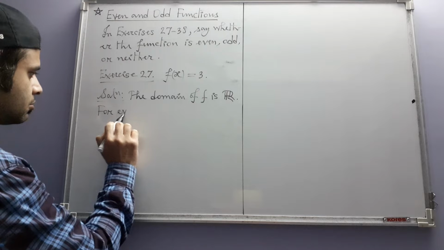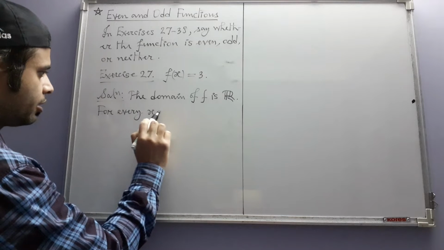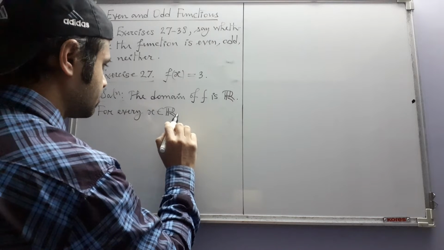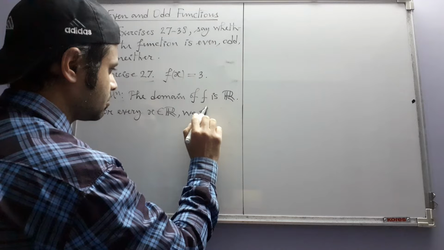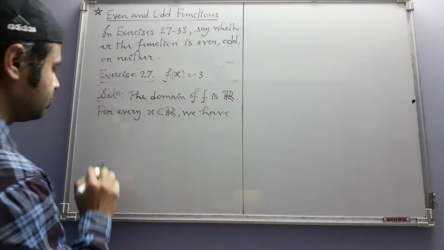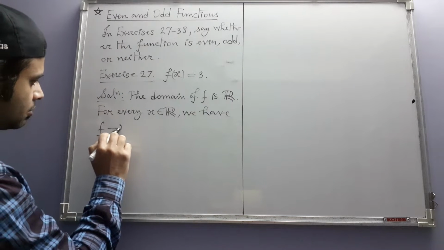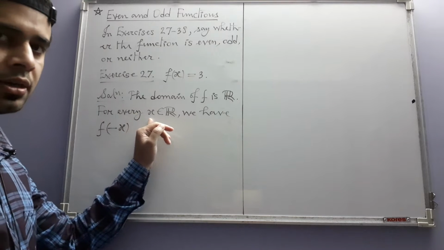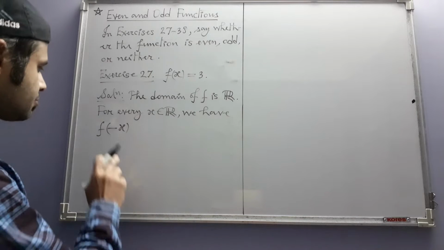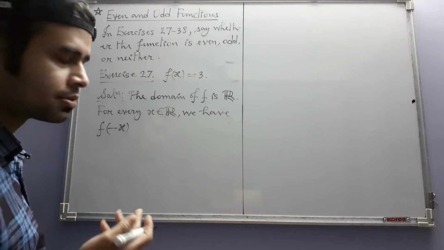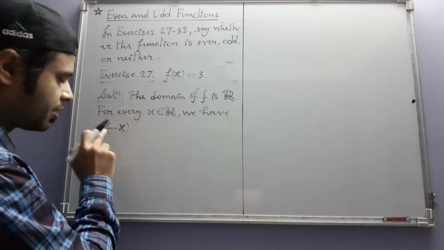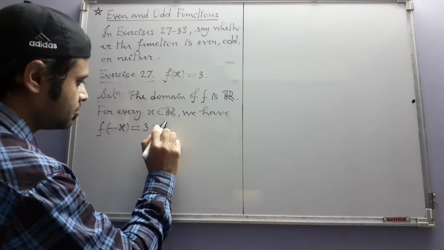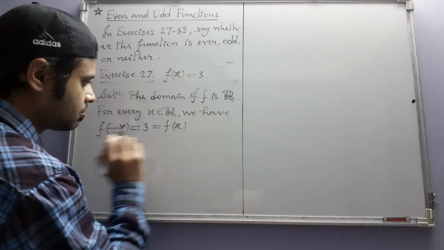For every x belonging to the domain, we have f of minus x. Note that for any real number x, minus x is also a real number. So f of minus x makes sense. We can evaluate f at minus x. So that is also equal to 3. So this is equal to f of x.